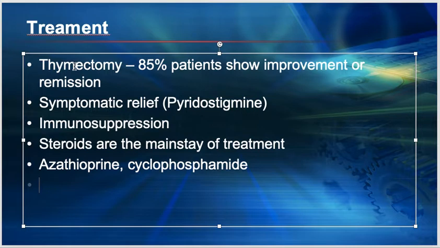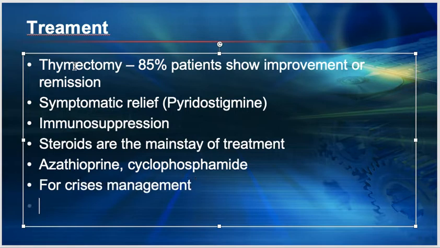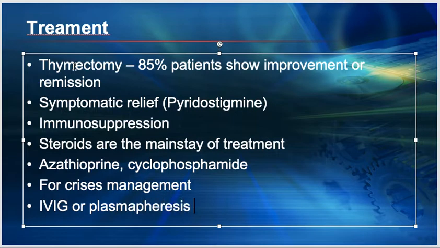And if someone is going into crisis, as I told you, a respiratory or breathing crisis because they cannot breathe, then for crisis management we can put the patient on intravenous immunoglobulins or plasmapheresis.